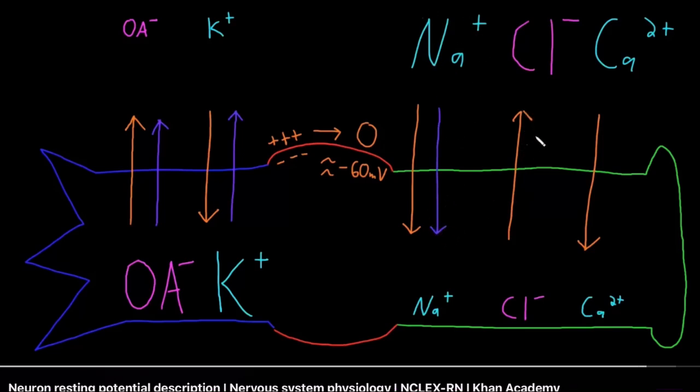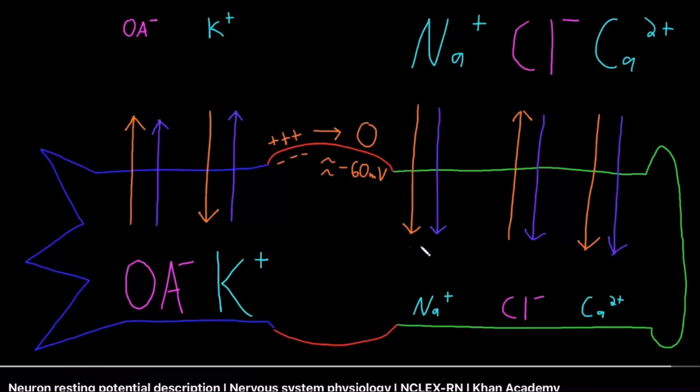Chloride's electrical force is trying to drive it out of the neuron, but because it has a higher concentration outside the neuron, its diffusion force will be trying to drive it into the neuron. And calcium's just like sodium. Both its electrical and its diffusion force are trying to drive calcium into the neuron.